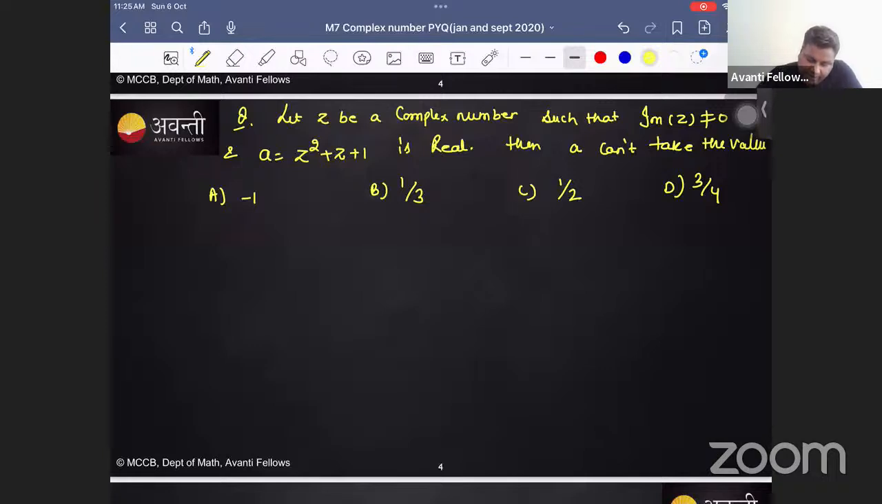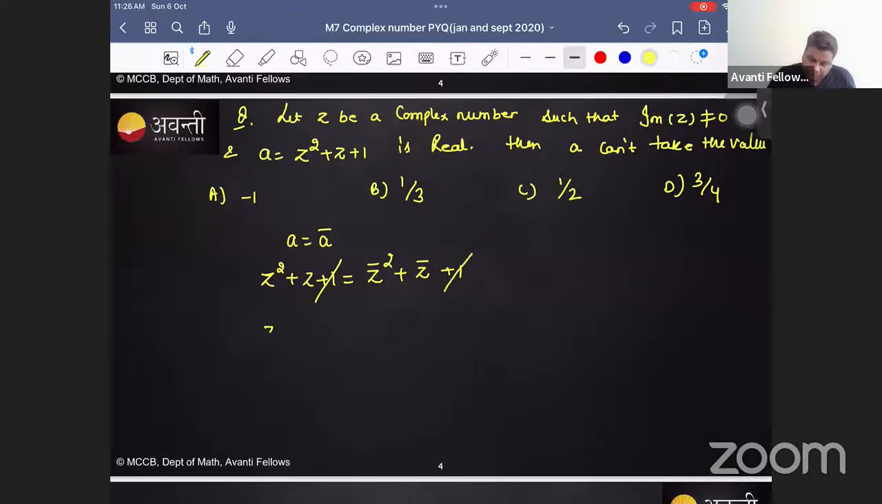They are saying A is real. If A is real, that means A is A conjugate. So Z square plus Z plus 1 is Z bar square plus Z bar plus 1. Am I correct? Now this 1 cancelled. So you get Z square minus Z bar square plus Z minus Z bar is equal to 0. Got it? Now from this Z minus Z bar came common. So it is Z plus Z bar plus 1 is equal to 0.